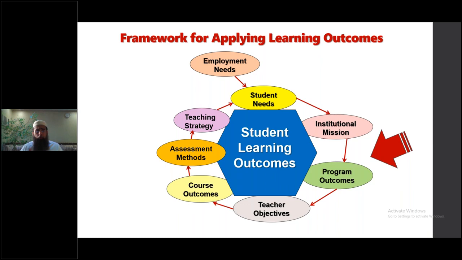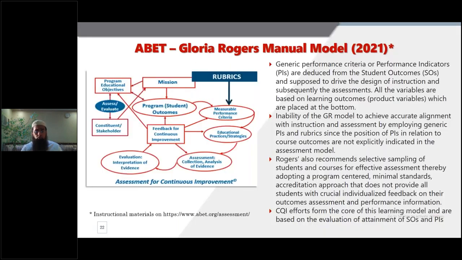So let's look into the ABET model. This is the Gloria Rogers continuous improvement model or flow for assessment. The key thing over here is it has the continuous improvement process embedded in it, which is very powerful. But the important thing to notice, right after the program outcomes, you have the performance criteria or the performance indicators. Then you have the educational strategies, then you have assessment, and then you have evaluation.